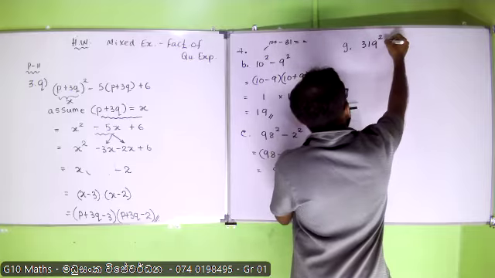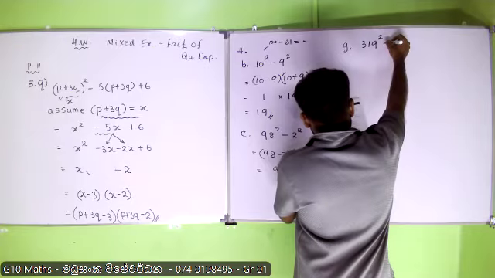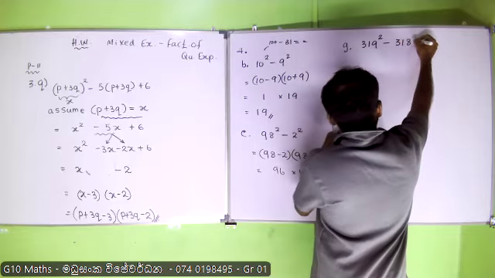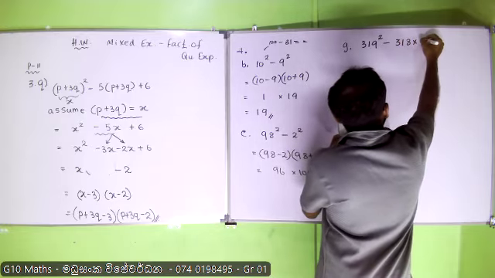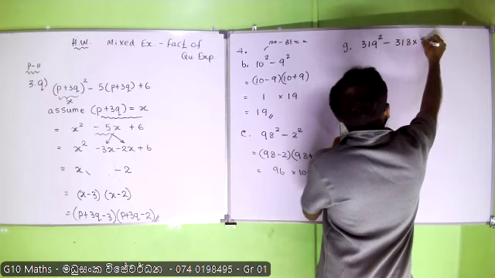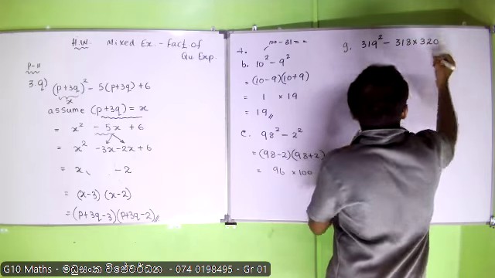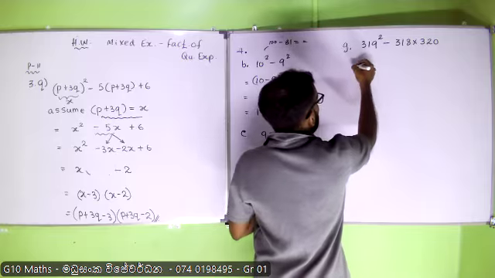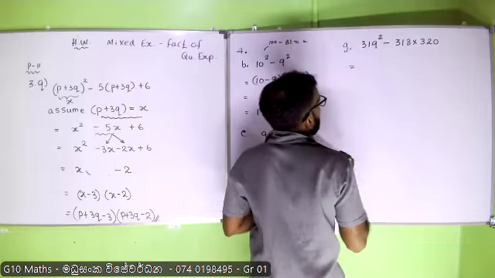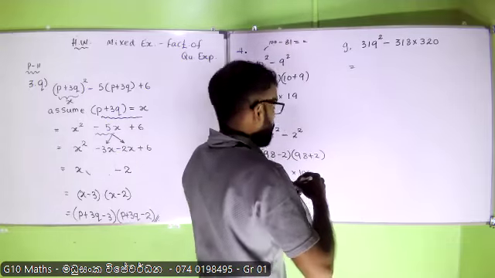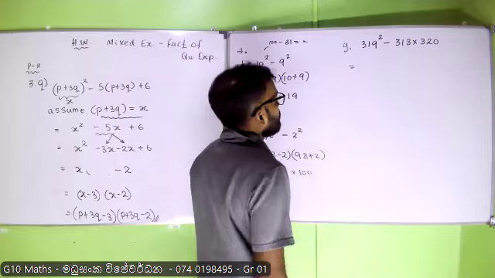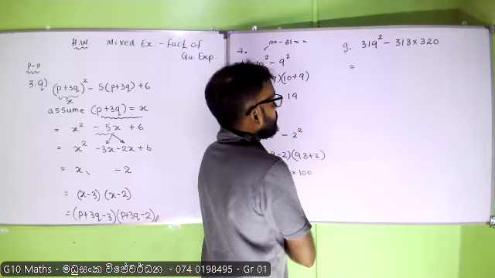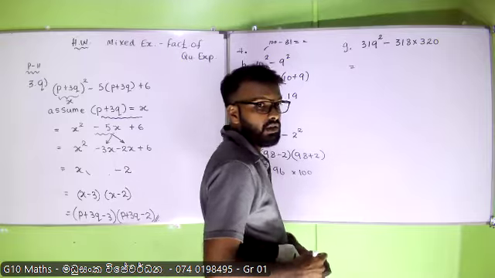(319 to the power 2 minus 318 into 302. Right? So, how to do this? Right? How to do this? Right. You can do this in this way.